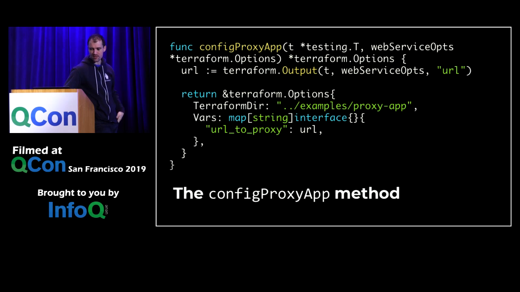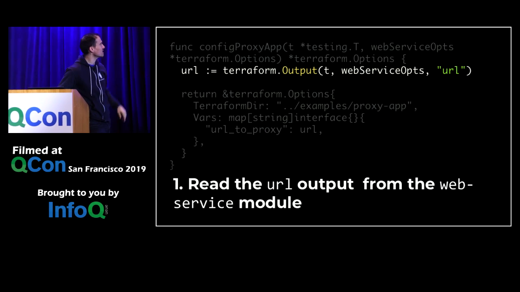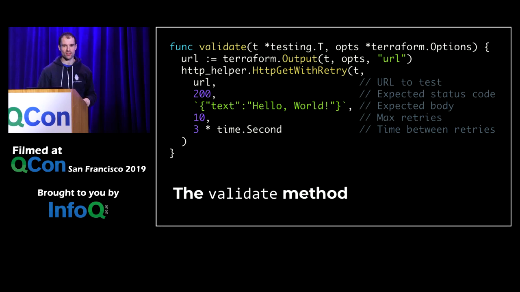Here's the slightly new thing, which is config proxy app. So this thing is also returning a terraform.options with one new thing. It's going to read in the URL output from the web service, and it's going to pass it as an input variable to the proxy application. So here we're chaining one module's outputs into the inputs of another module, just by passing them along using whatever variables those modules support. The validate method is completely identical to the hello world one. It's just doing a bunch of HTTP requests. The only difference is it's looking for a blob of JSON in the response instead of plain text.